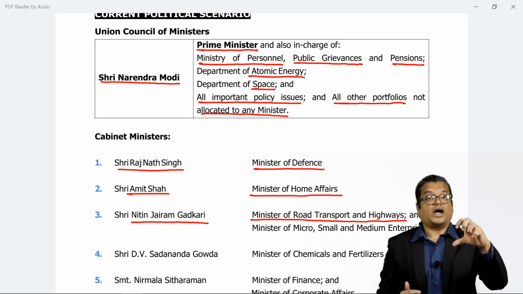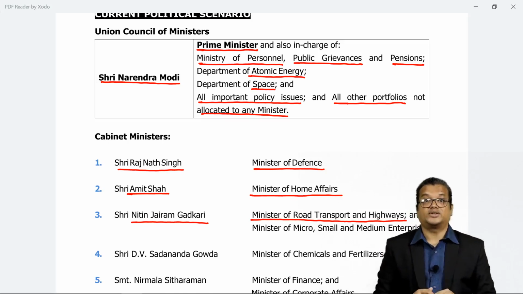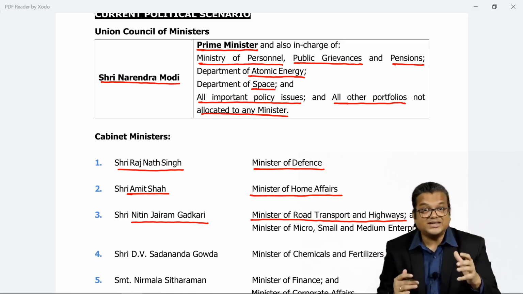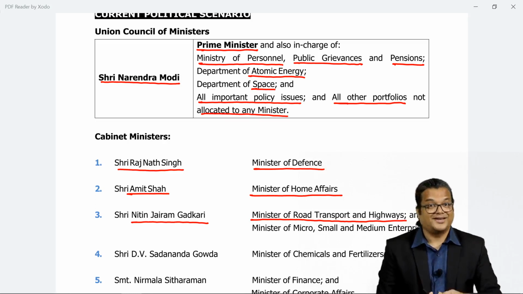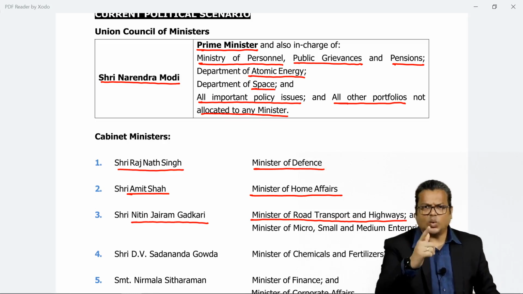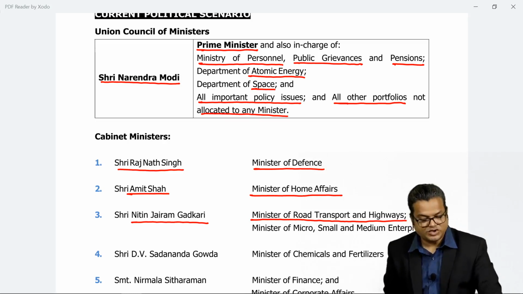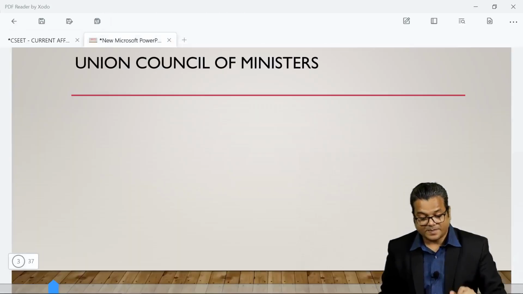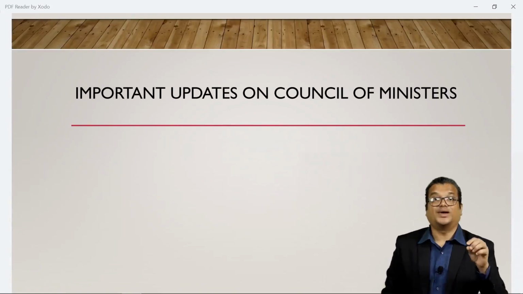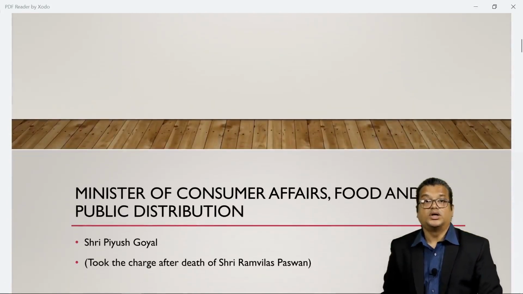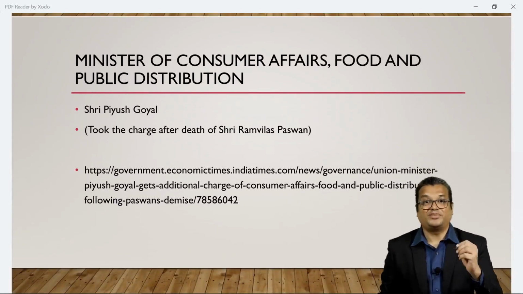Now friends, from our exam point of view, if we talk about these cabinet ministers, there are a few changes, a few updates that have happened in the recent past, and we should be updated about it, right friends? So what are those updates? Worry not, we at JKSC are bringing these updates for you. So let's talk about those updates. See, one important update that I'm going to share with you right now is about the Ministry of Consumer Affairs, Food and Public Distribution.